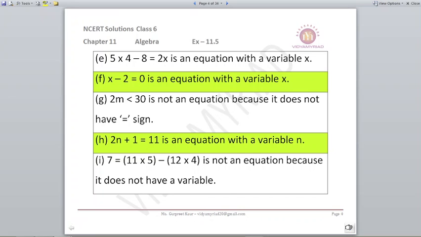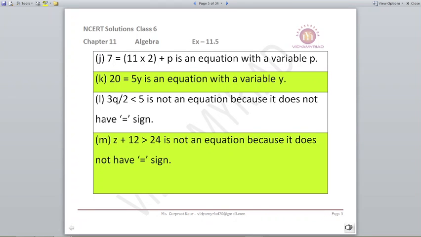G part, 2m less than 30. There is no equal to sign in between, so it is not an equation. H part, 2n plus 1 is equal to 11. It satisfies all the criteria and it is an equation with a variable n. I part, 7 is equal to 11 into 5 minus 12 into 4. It does not have any variable, so we will say that it is not an equation.